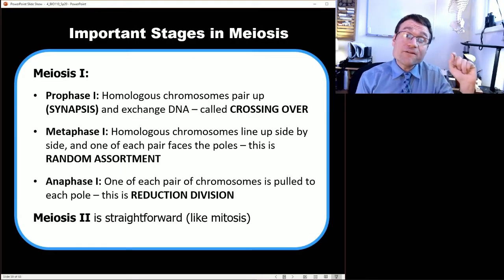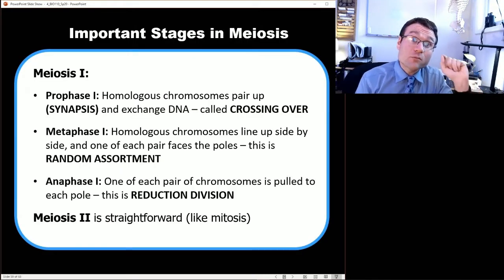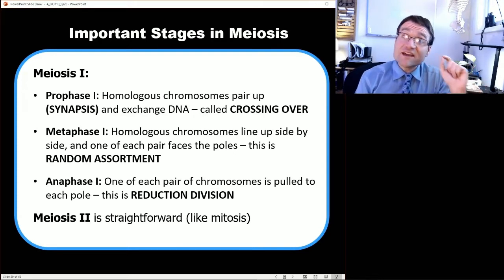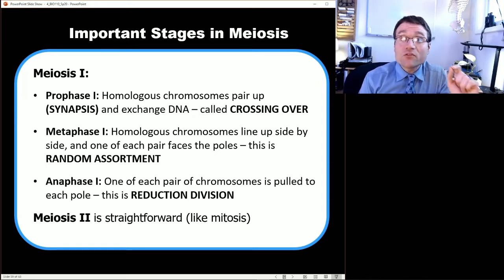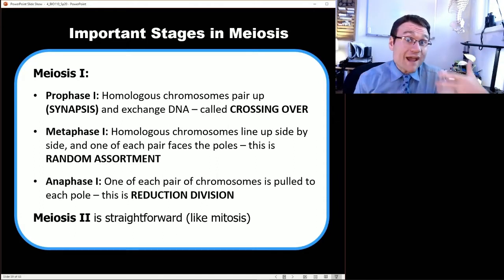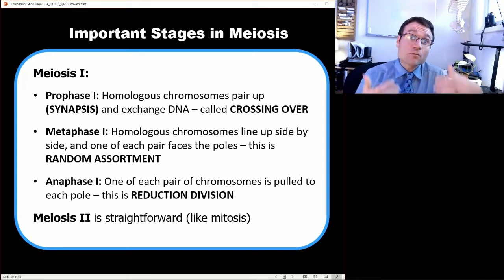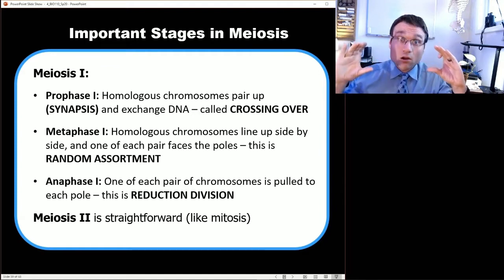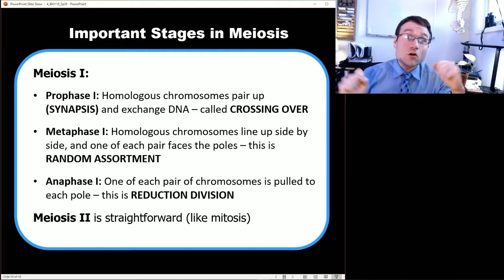Review. Prophase 1, homologous chromosomes pair up, which we call crossing over or synapsis, and they exchange bits of DNA. In metaphase 1, homologous chromosomes line up side by side, and each one is going to face a different pole, and that's random assortment, independent assortment. We are going to separate these homologous pairs from each other, and each daughter cell is going to get a random arrangement of parental chromosomes.